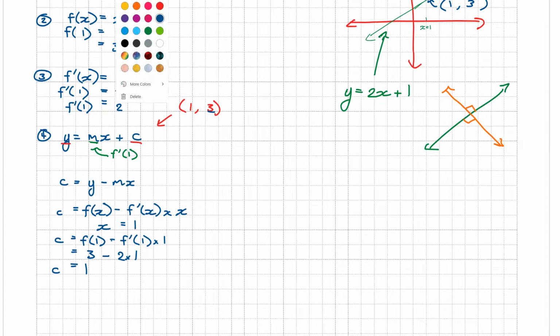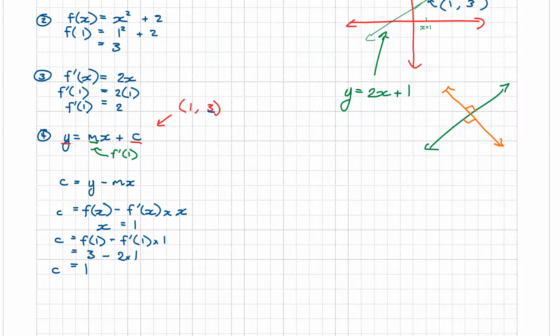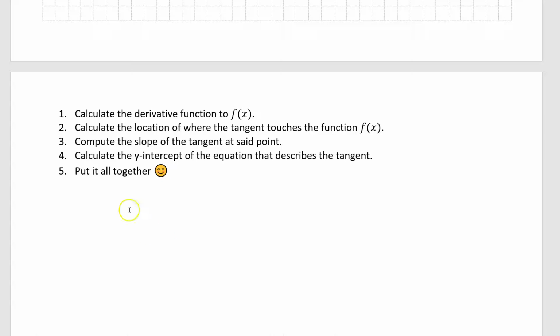Alright, so I'll do this one in a different pen, just for a bit of clarity. So for our normal, we're going to go back to step 3. So calculate the tangent. Well, in this case, we're not calculating the slope of the tangent, we're calculating the slope of the normal. And then, because we're getting a different slope, we're going to have a different y-intercept, and then once you do that, you just plug it all back in together.